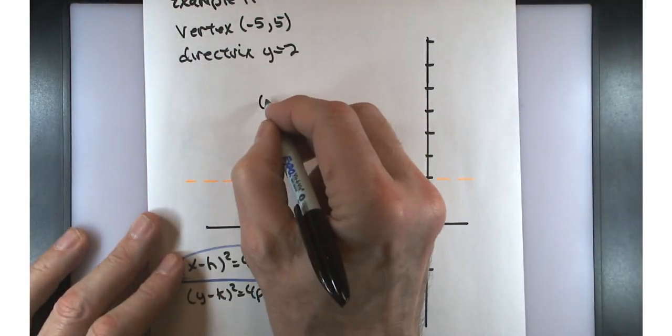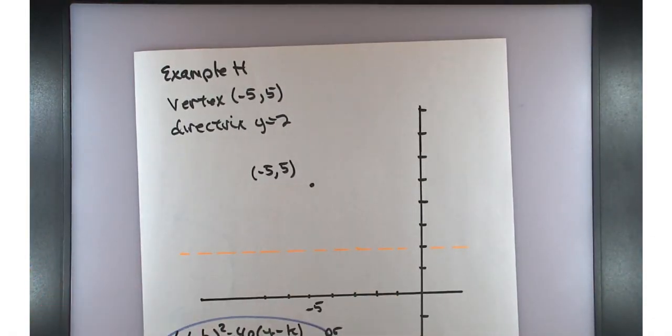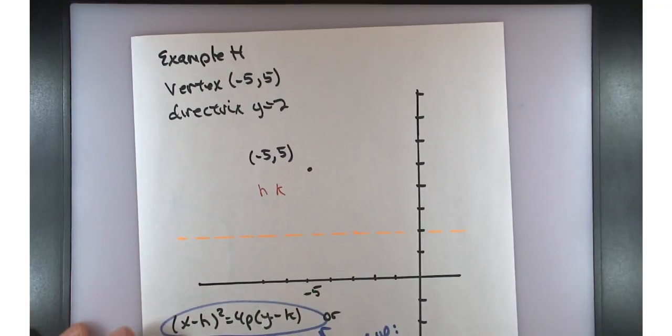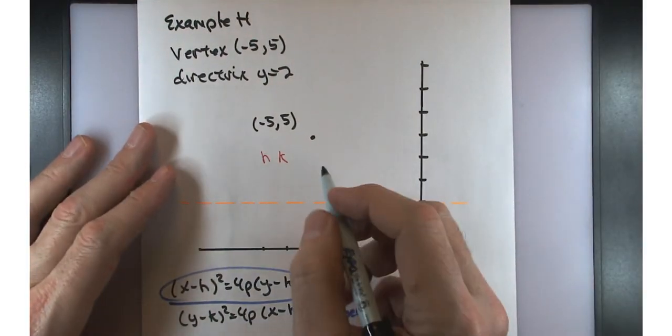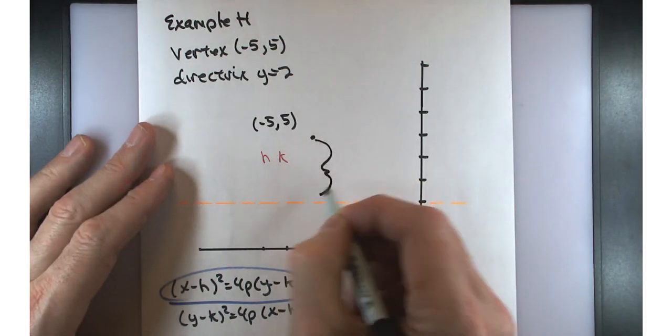All right, H and K, because we've got our vertex, right? So there's your H, there's your K. What's the only thing left we need to determine then? P. So P is going to be 3. P is this distance. P equals 3.